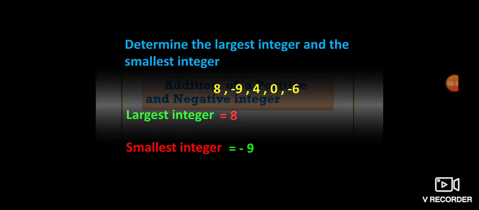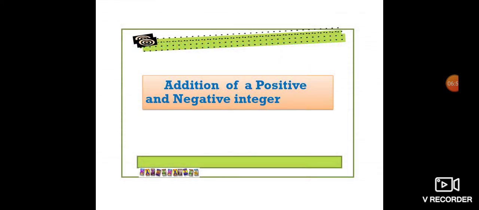Very simple questions. Next, let's discuss addition of a positive and negative integer. This we also studied in 6th class. Let's see some examples. First question: minus 17 plus 7. Here 17 has a negative sign. 7 has a positive sign. This plus is addition. 7 is simply written as 7, but originally it is plus 7. Addition of a positive number and a negative number.